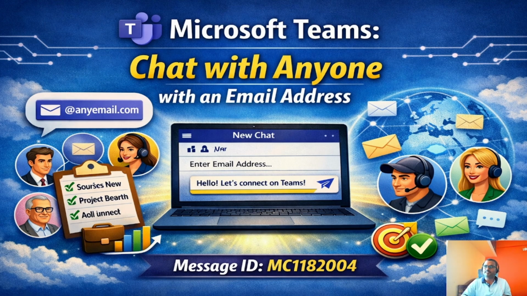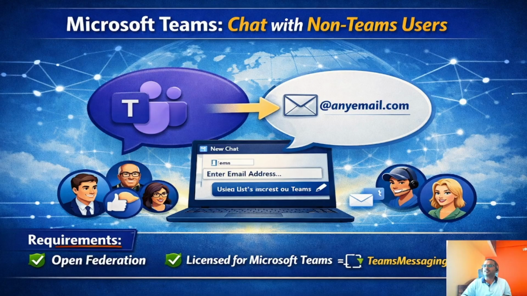So this message ID is MC11820004. And what is the user impact? How does it look? So let's walk through. These are the requirements. You need to have open federation, like I said, and the Microsoft license for Microsoft Teams. So your end users need to be licensed for Microsoft Teams, and there is a setting in the Teams messaging policy that needs to be enabled for your tenant. And yes, you can scope it for a set of users or you can scope it to everyone based on your requirement.